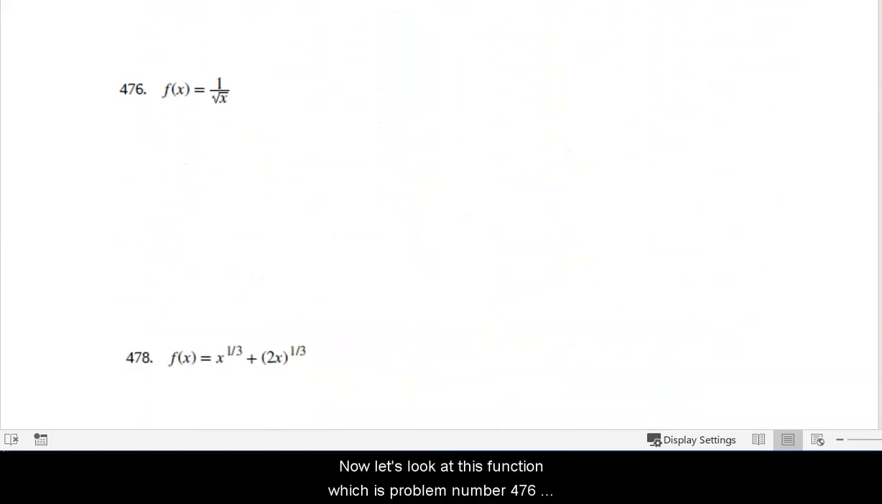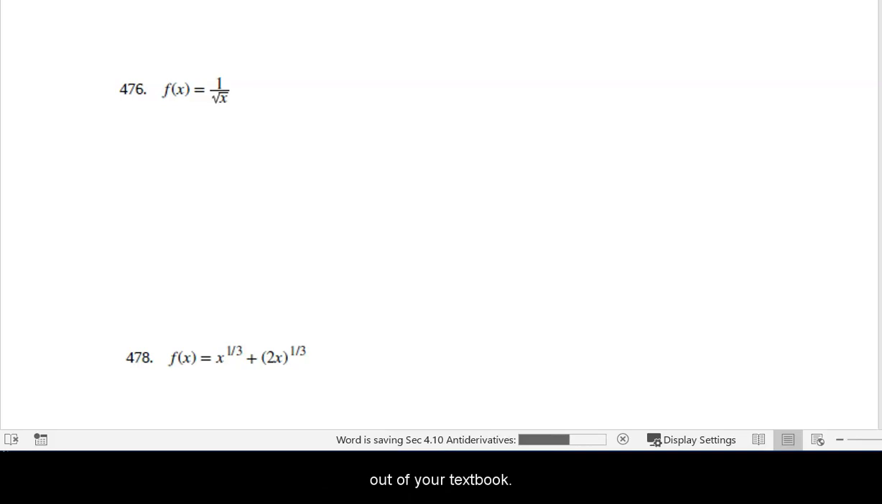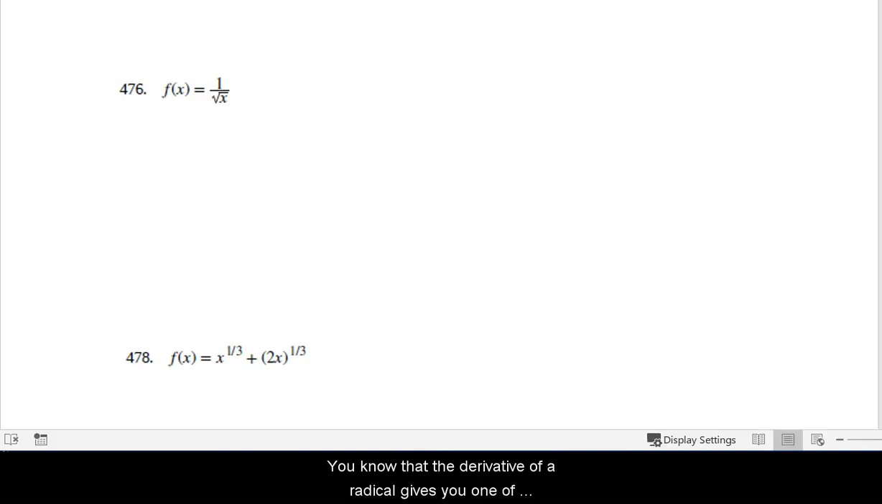Now let's look at this function, which is problem number 476 out of your textbook. This one is a radical. You know that the derivative of a radical gives you 1 over 2 the radical, which should make you suspicious that the antiderivative function will have something to do with the square root of x, possibly with a constant. Let's look at it and see what we get.